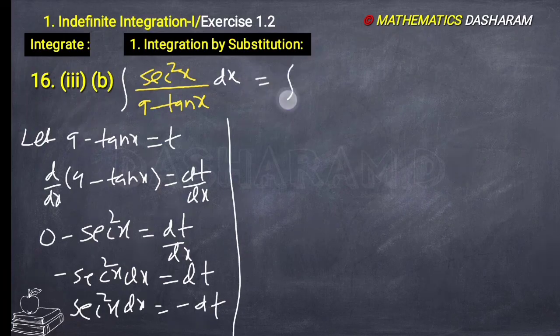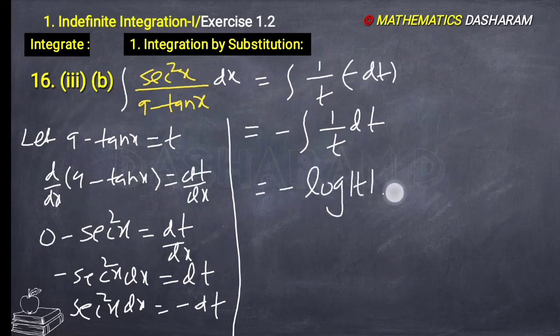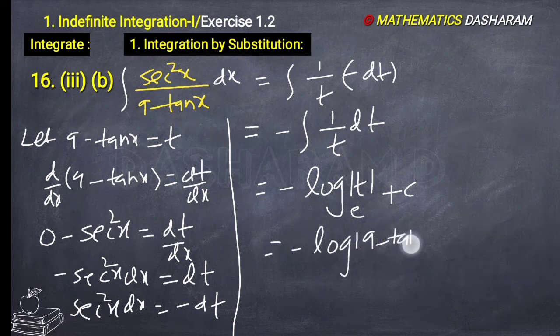Now here 1 by 9 minus tan x means 1 by t, and secant square x dx equals minus dt. So minus dt, minus is a constant, so we can write it before the integration, and it equals minus log mod t with base e. So minus log, the t value is 9 minus tan x, plus c is our required answer.